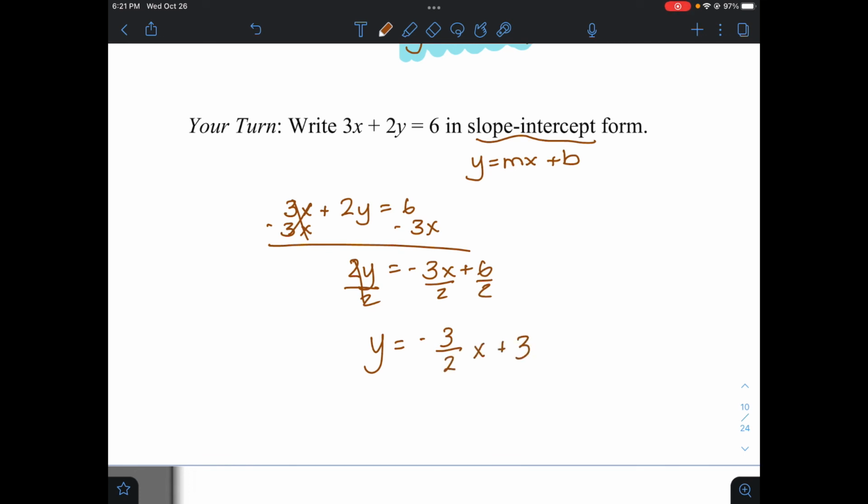All right, so finally you should have gotten y equals negative 3/2x plus 3. Okay. All right, so hopefully that's helpful. And then you guys can go ahead and start your practice work.